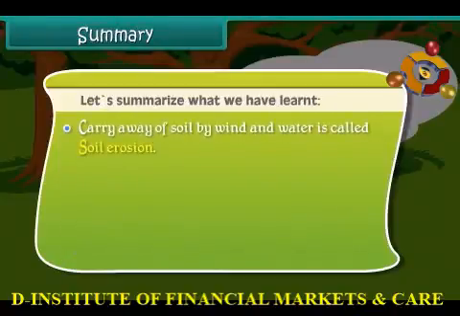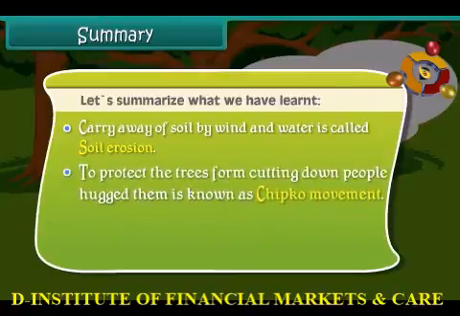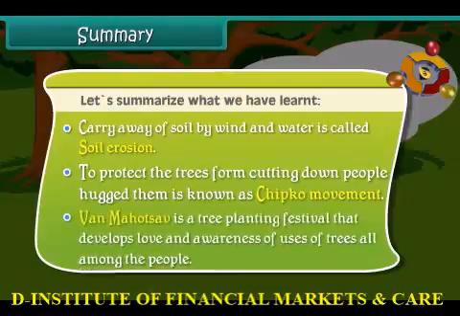Carrying away of soil by wind and water is called soil erosion. To protect trees from being felled, people hugged them, and this movement is known as the Chipko Movement. Van Mahotsav is a tree planting festival that develops love and awareness of the uses of trees among the people.